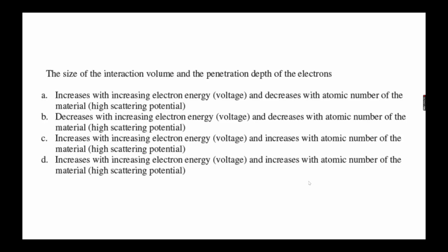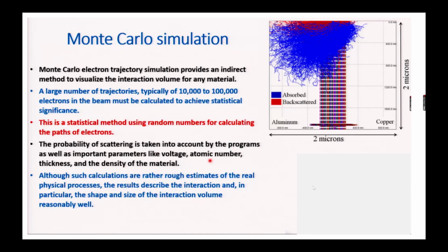This is basically asking about the size of the interaction volume, or you can say the penetration depth. In the lecture we have seen there is a Monte Carlo simulation. From there we can derive the penetration depth and the volume. From the Monte Carlo simulation, the probability of scattering is taken into account by programs, as well as important parameters. What could the parameters be? Voltage, atomic number, thickness, and the density of the material.